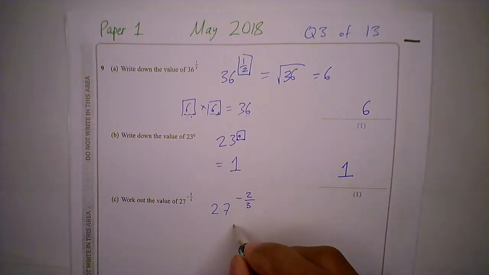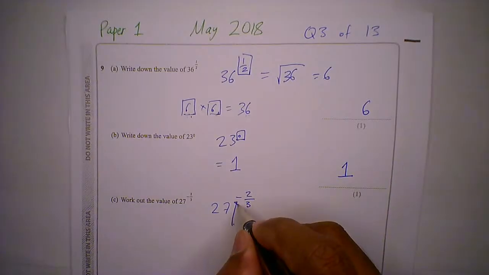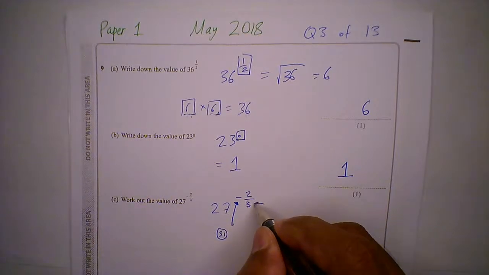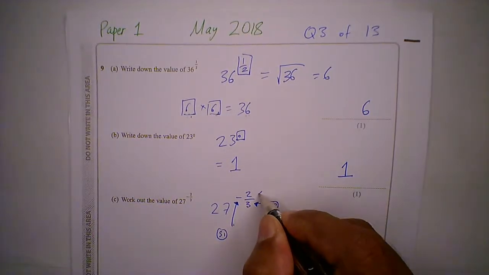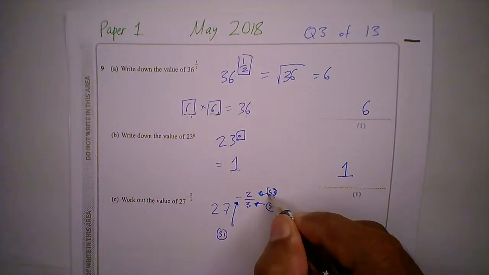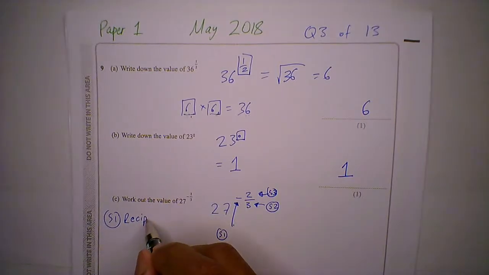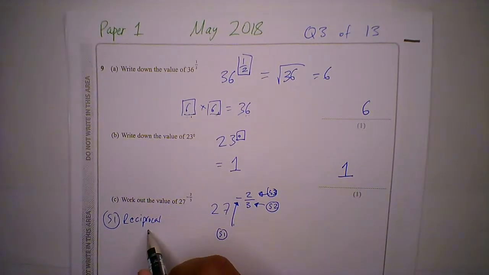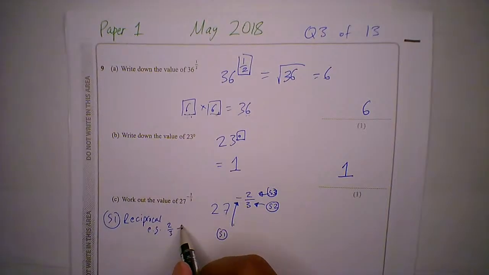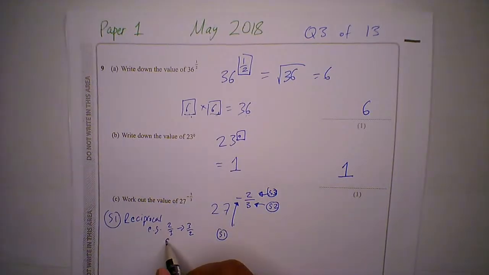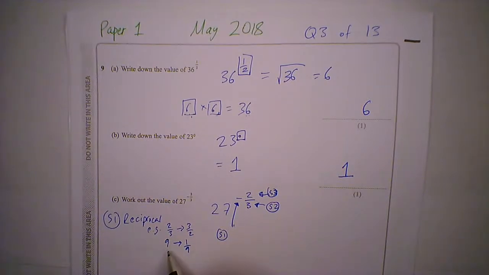So this is slightly different from the previous questions. I've got a negative here. That's my step 1. My step 2 is the denominator, and the numerator is my step 3. So what does that mean? Step 1 is reciprocal. If you don't remember, for example, 2 over 3 becomes 3 over 2. That's a reciprocal. Or if I have a whole number, let's say the number 9, it can become 1 over 9, because 9 as a fraction is 9 over 1.